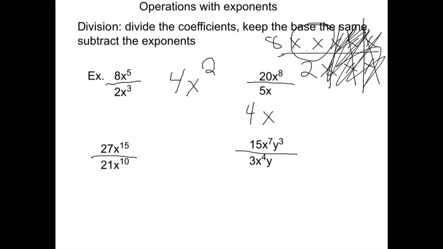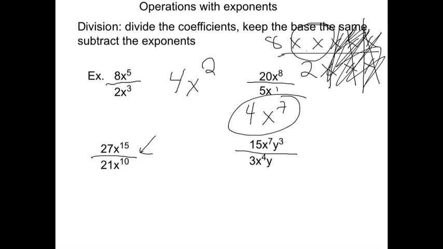Remember, if there is no visible exponent on a variable, you can put a 1 because 8 minus 1 gives me 7. And if I had 8 x's on the top and 1 x on the bottom, I would only be able to cancel out 1 pair, leaving me with 7 x's.